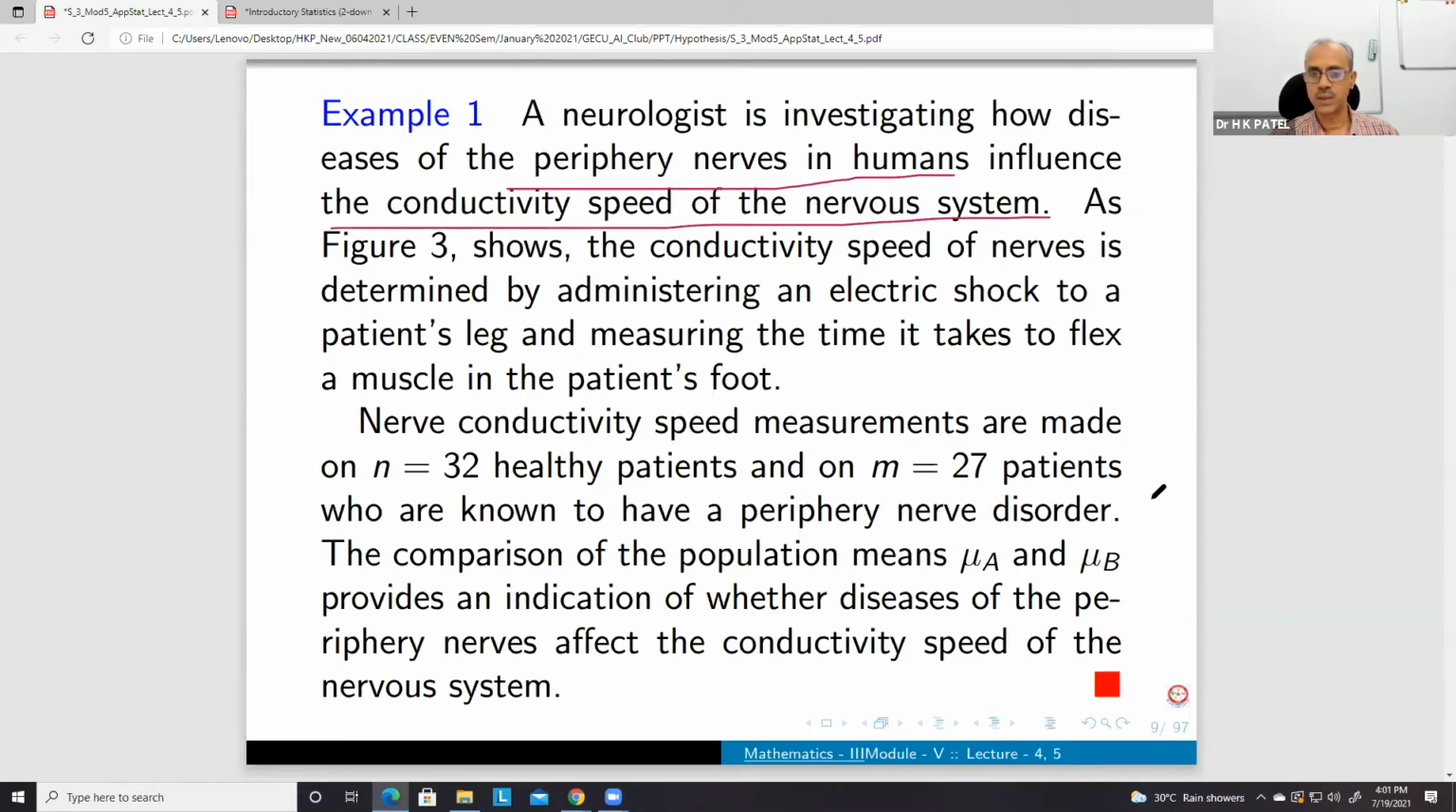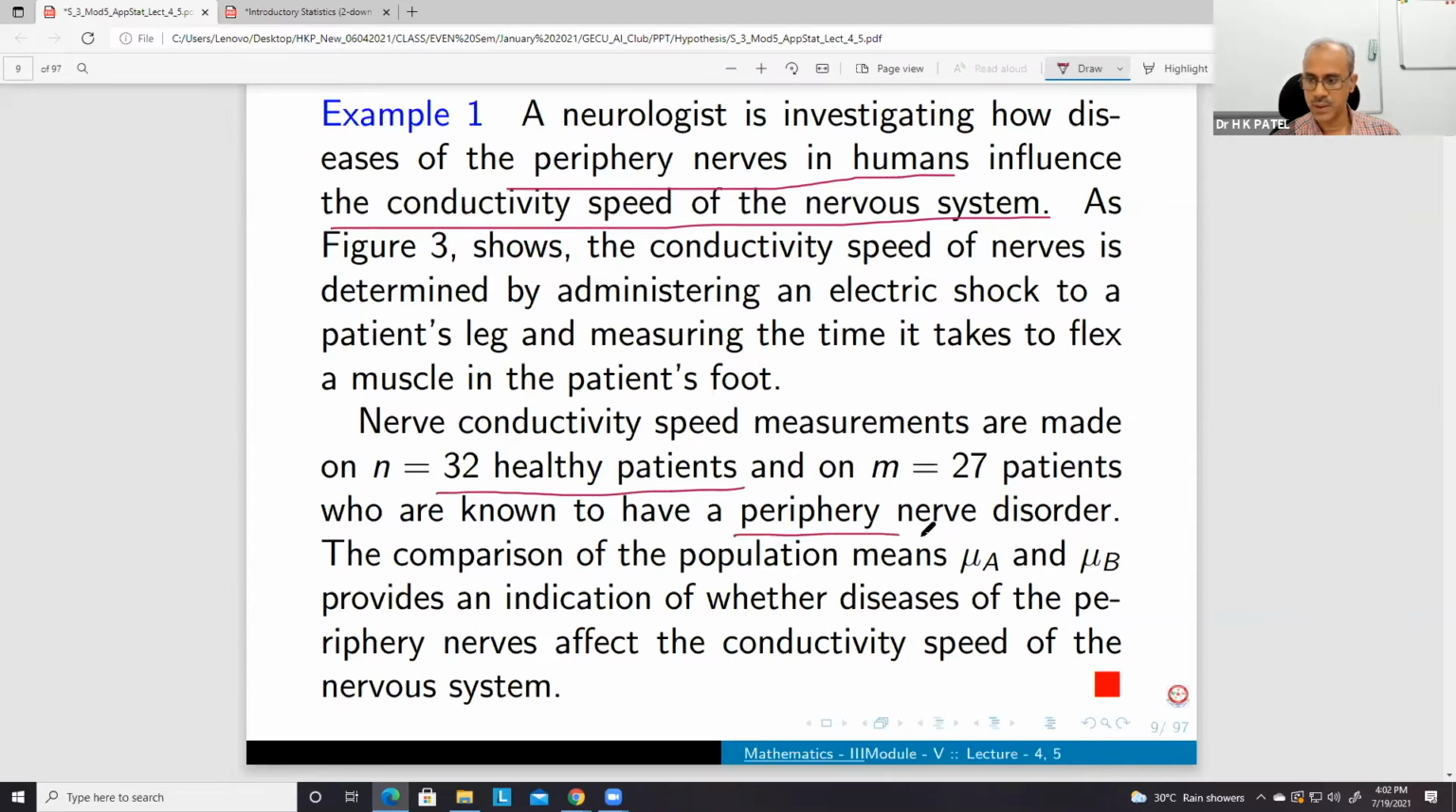For this, what doctors do is they take patients who are healthy, and they take patients who have peripheral nerve disorder. Suppose these numbers of patients are taken, and then you can perform this experiment on both samples, and then you can compare the means mu A and mu B.